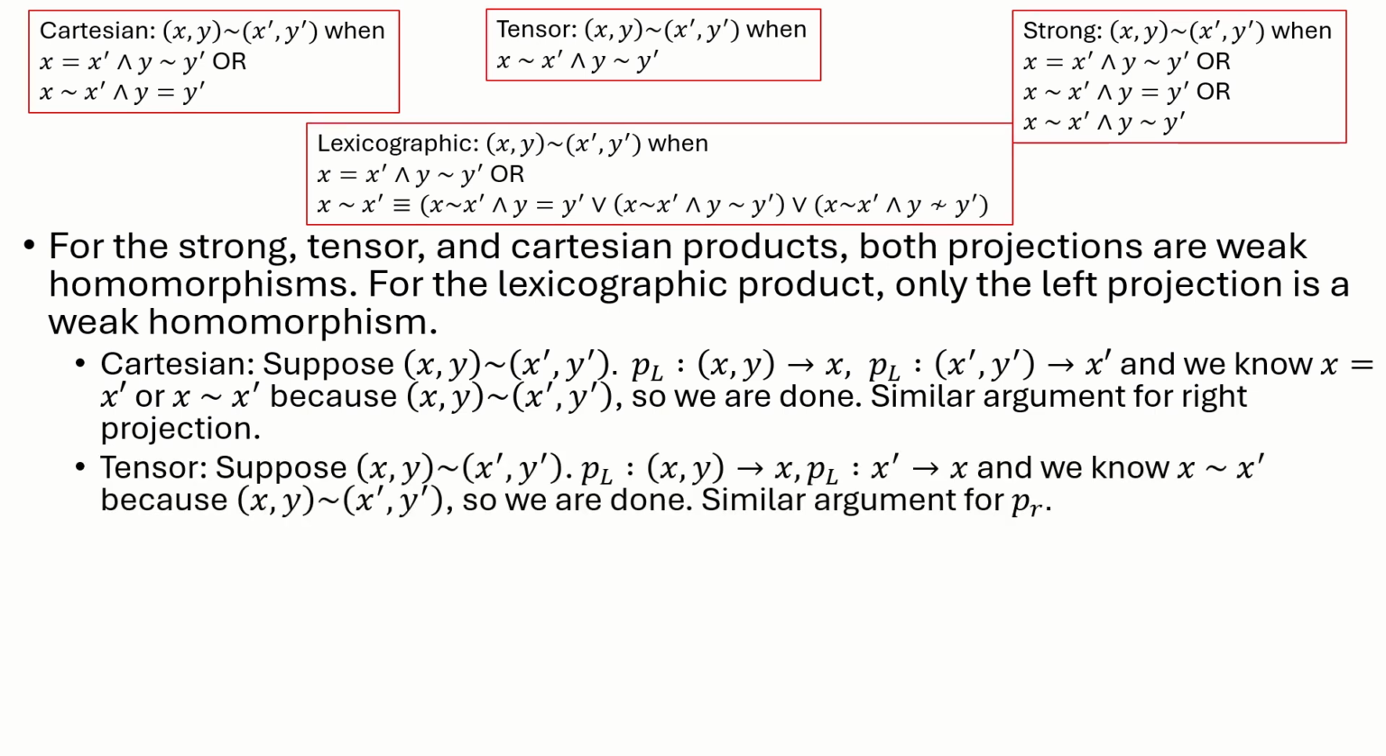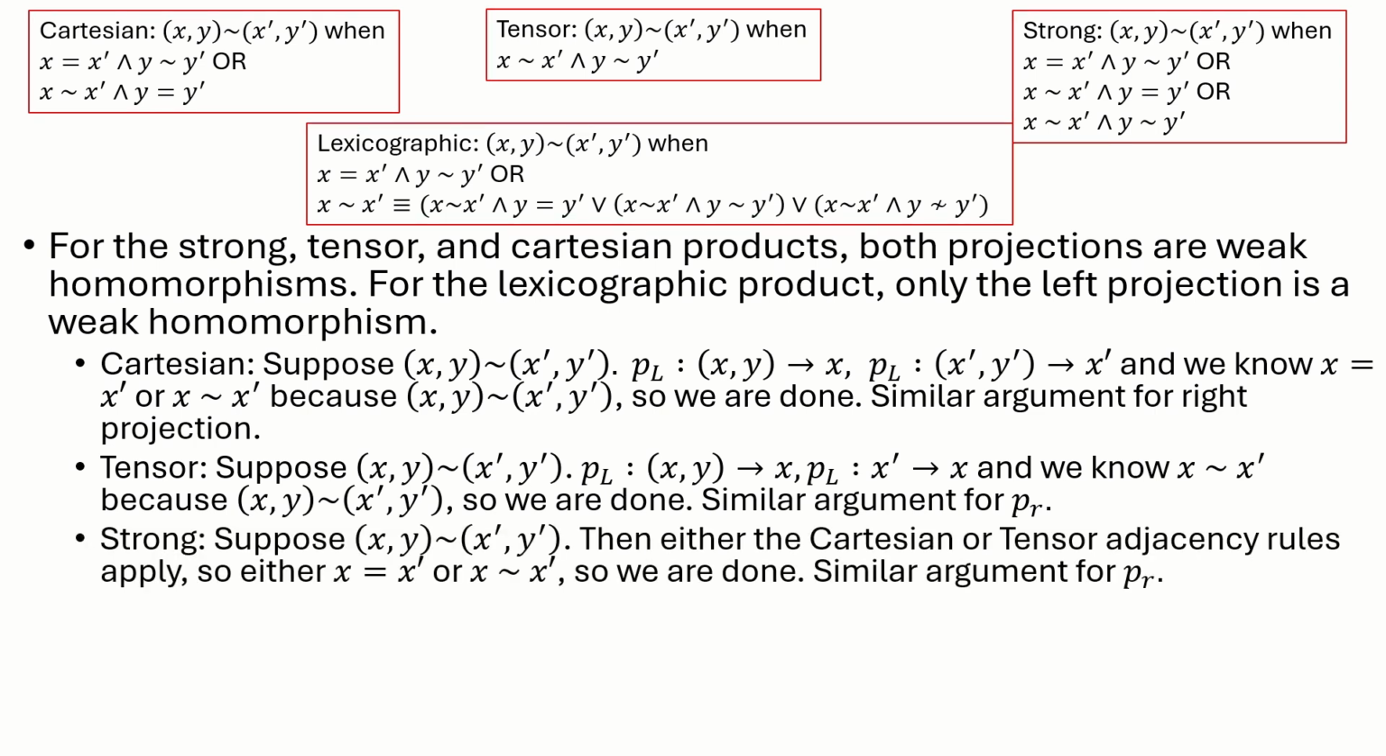For the tensor product, adjacent pairs of vertices have adjacent left coordinates and adjacent right coordinates. So they get mapped to an adjacent pair of vertices by both the left and right projections. So both projections are again weak homomorphisms for the tensor product. For the strong product, adjacent pairs of vertices are either adjacent in the Cartesian product or adjacent in the tensor product. So by our previous observations, the left and right projections must be weak homomorphisms.